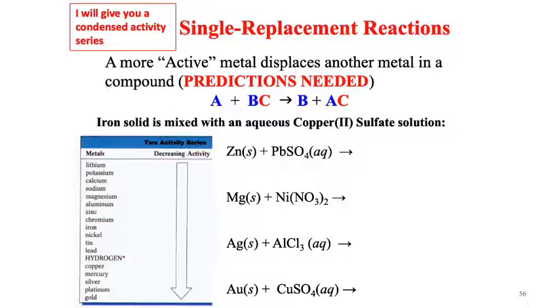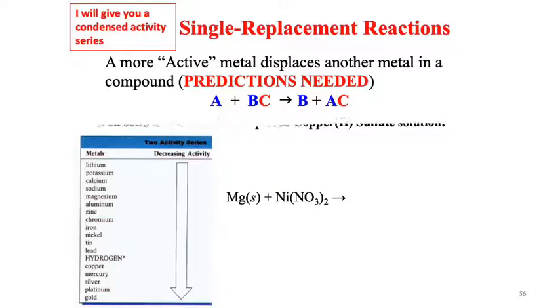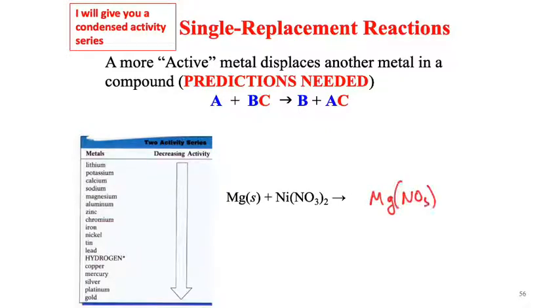So when we look at your lab today, what you're going to be doing is taking a variety of solids and solutions and mixing them with each other. For instance, we're going to mix magnesium with nickel nitrate, and we would expect a reaction, or we would predict what could happen. Magnesium with nitrate. Close enough? Yeah. Cool.